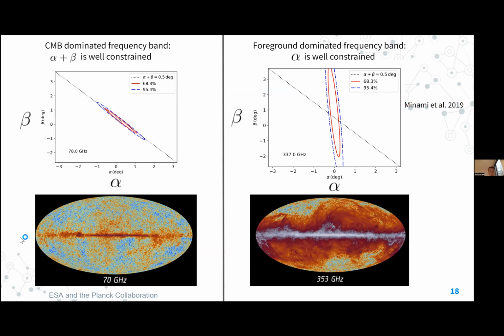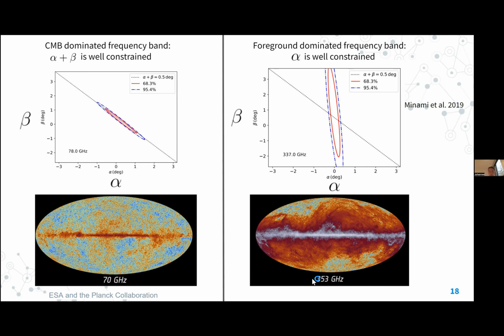Just to show you how this works more, this analysis was done by Minami et al. on simulations. If you look at a frequency of the sky where there's little dust contamination and a lot of CMB signal, you can then, with this method, constrain alpha plus beta very well, as you can see by this line here. It's very well constrained, because as I mentioned, if you only look at the CMB, you cannot break the degeneracy between miscalibration angles and cosmic birefringence angle.